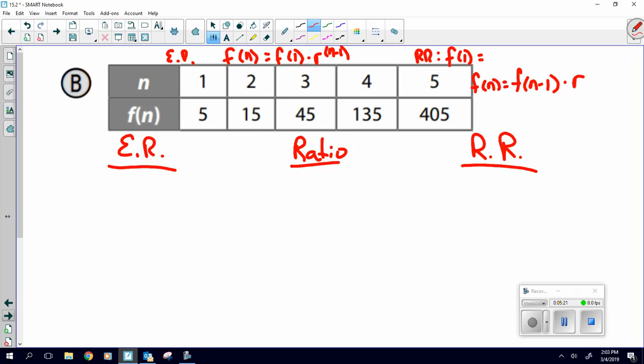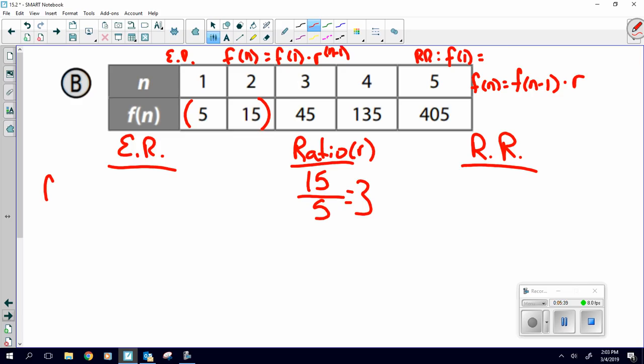Our ratio r, okay? All right, so we take two consecutive terms, we take the second term and divide it by the first term, okay? And as we can see, it's 3. All right, so using the explicit rule first. I don't know why I'm starting with the explicit rule, and I guess it doesn't really matter.